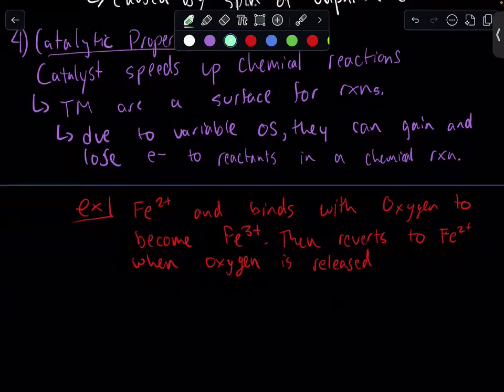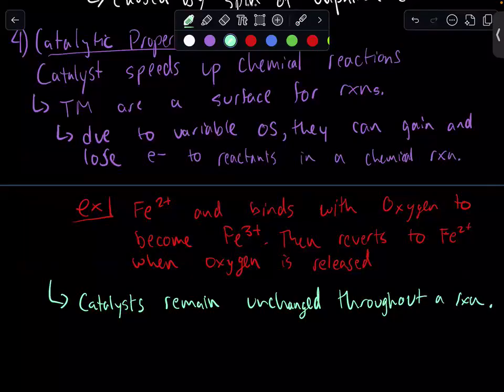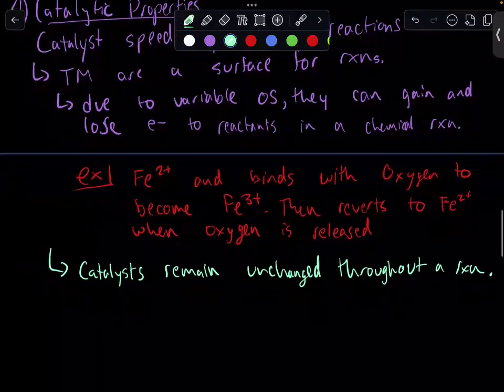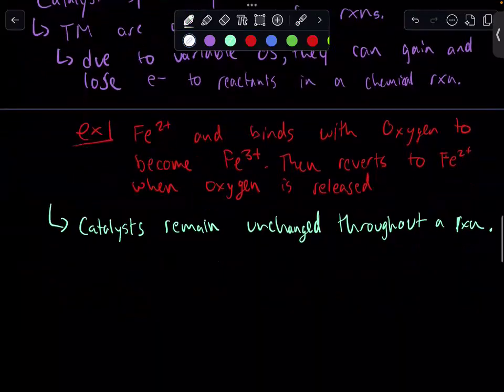Part of a catalyst, a very important part of a catalyst, is that catalysts remain unchanged throughout a reaction. So it can change during the reaction, but it must go back to its starting point once it has come back. All right. So that was number 4.